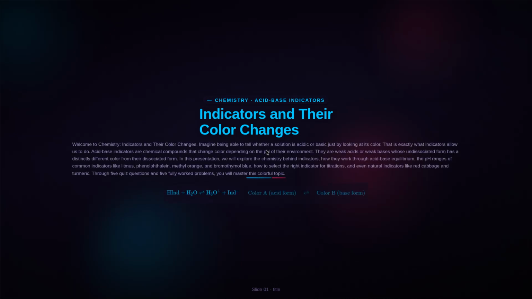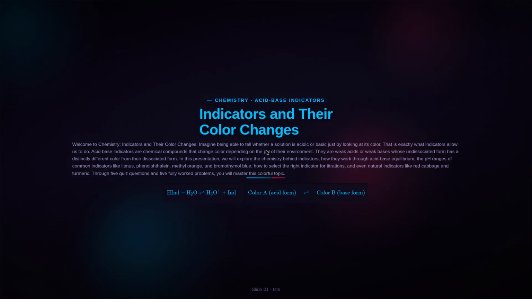Welcome to chemistry, indicators and their color changes. Imagine being able to tell whether a solution is acidic or basic just by looking at its color. That is exactly what indicators allow us to do. Acid-base indicators are chemical compounds that change color depending on the pH of their environment. They are weak acids or weak bases whose undissociated form has a distinctly different color from their dissociated form.